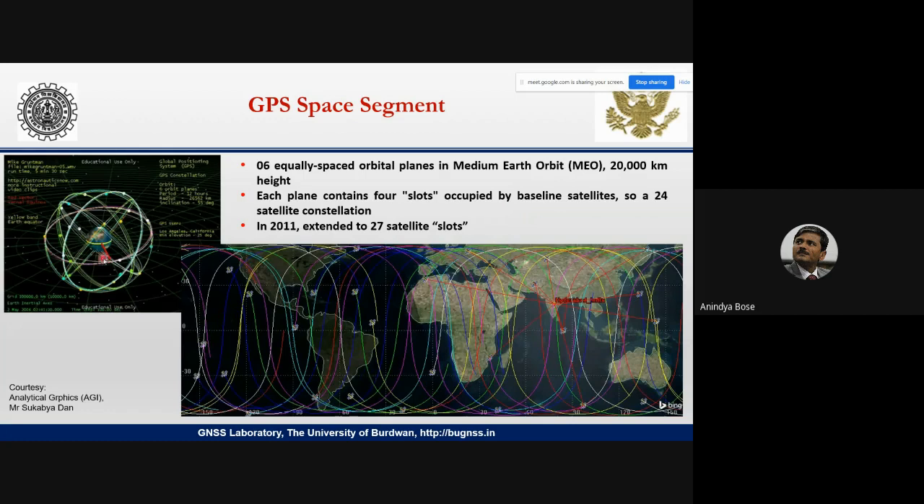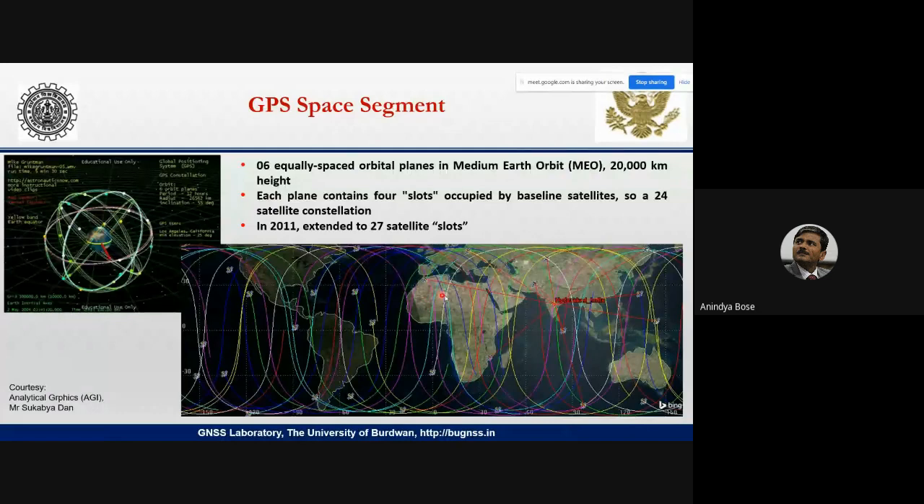To give you some idea, I have selected the GPS space segment. It has been prepared by one of our students, Mr. Shukaboda, using analytical graphics software. It's a very good tool which is free for the education community. This is how the constellation looks, and this is the ground track of the satellites. We have created a view from Hyderabad on one particular day of how many satellites are visible overhead.